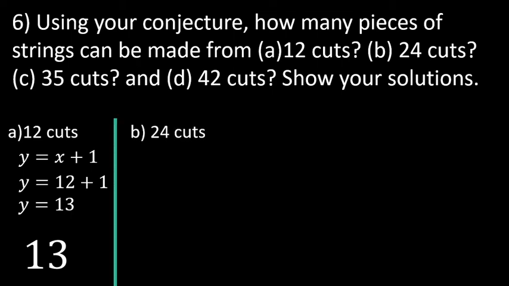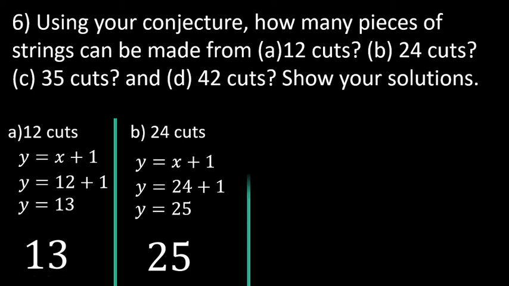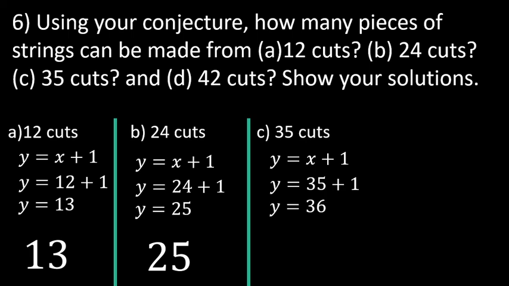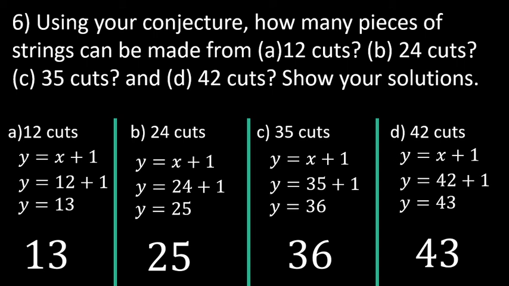Next, if you have 24 cuts and you know that the number of pieces is 1 more than the number of cuts, substituting it with x, magiging 24 plus 1. Therefore, the number of pieces is 25. Without using the formula, if you have 35 cuts, ilang pieces iyan? We have 36 pieces. How about 42 cuts? Kung may 42 cuts ka, meron kang 43 pieces. Okay, that's the end of activity 2.